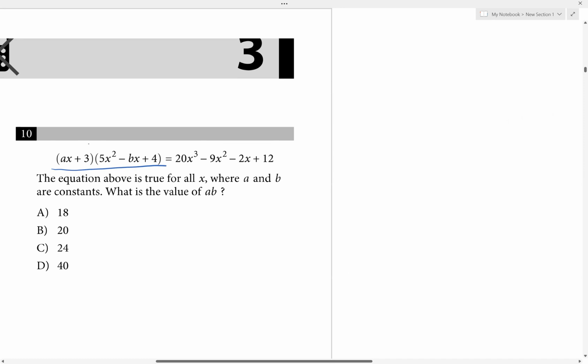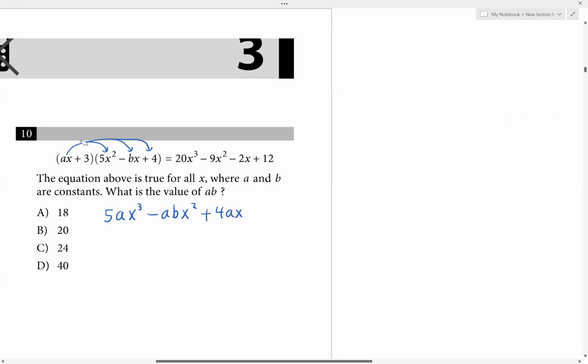What we can do is distribute the ax times the 5x squared, and then ax times negative bx, and then ax times 4. So I have to distribute to each term in the second parentheses. This should give us ax times 5x squared is 5ax cubed. So 5 times a is 5a, and then x times x squared is x cubed. We add the exponents. And then ax times negative bx is minus abx squared. And then we have ax times 4, plus 4ax.